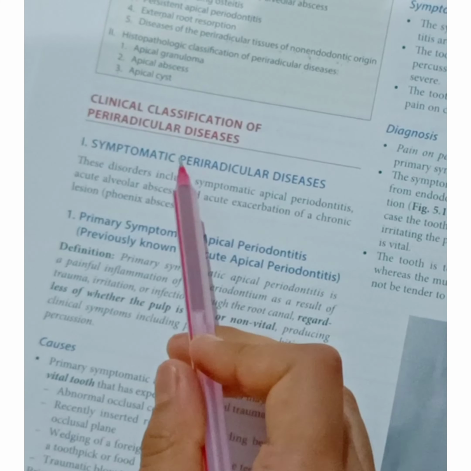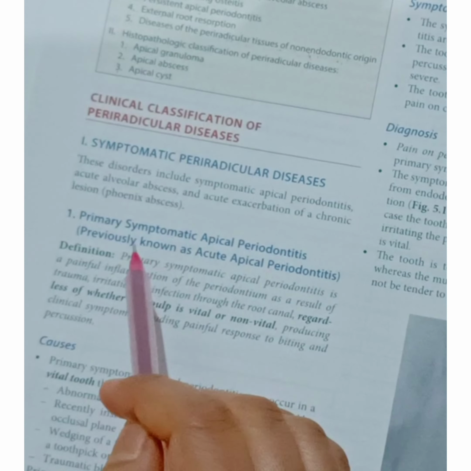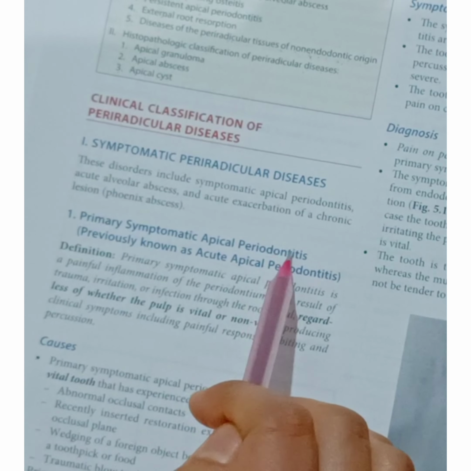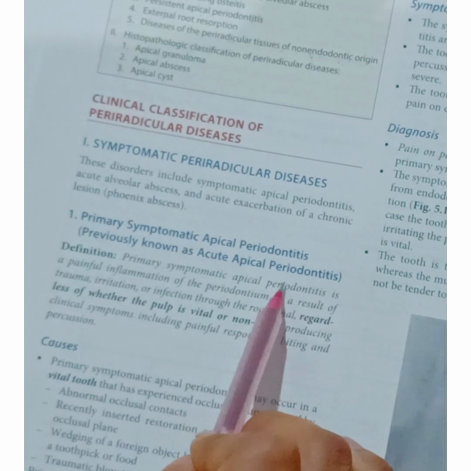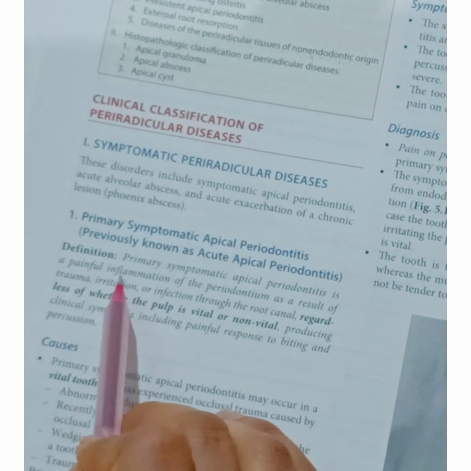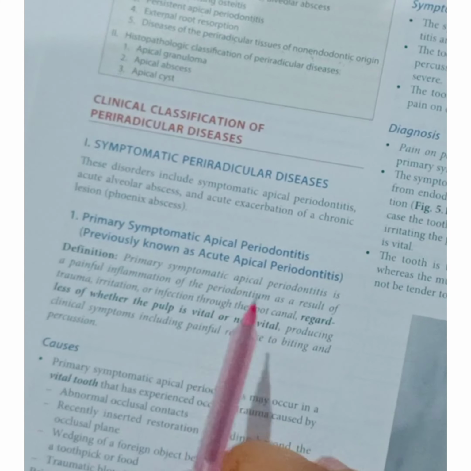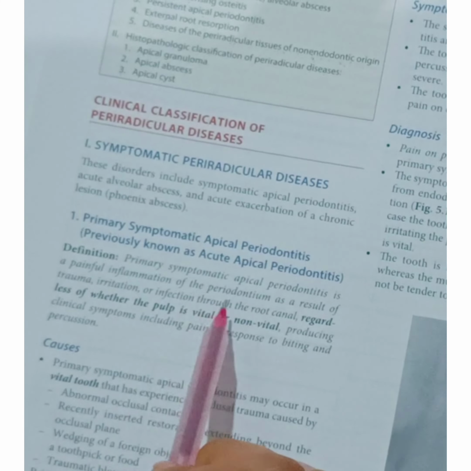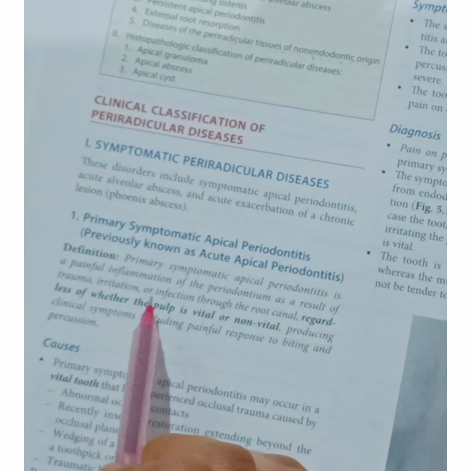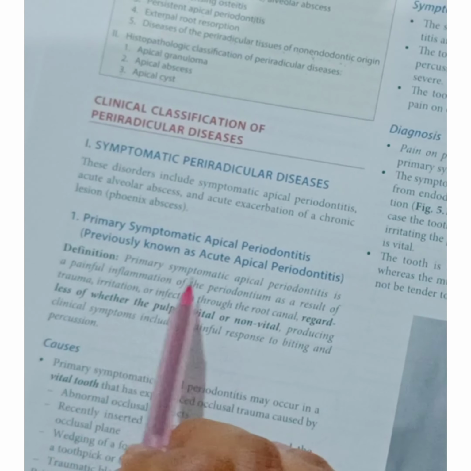Beginning with the symptomatic periradicular diseases. First one is the primary symptomatic apical periodontitis. So, by definition, primary symptomatic apical periodontitis is the painful inflammation of the periodontium as a result of trauma, irritation, or infection through the root canal. So, what does this mean? It is the painful inflammation.